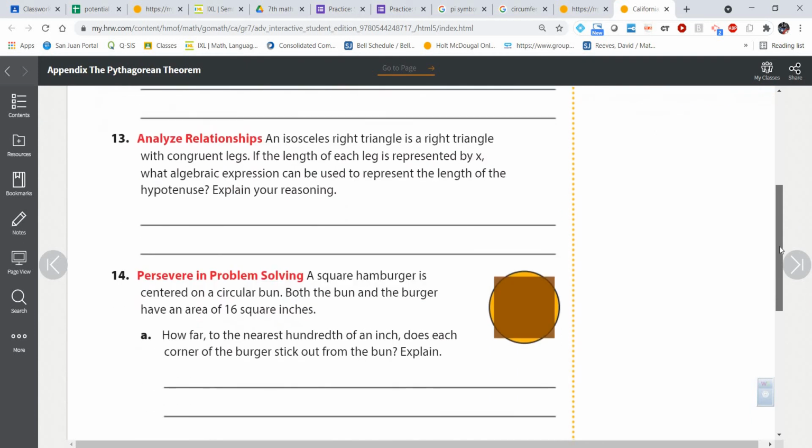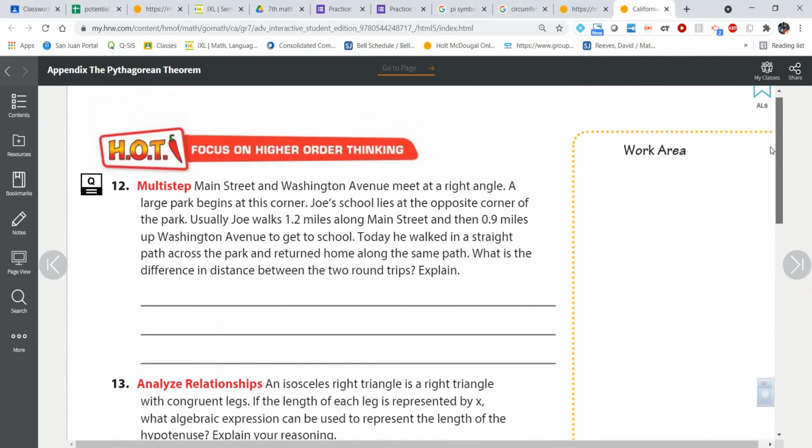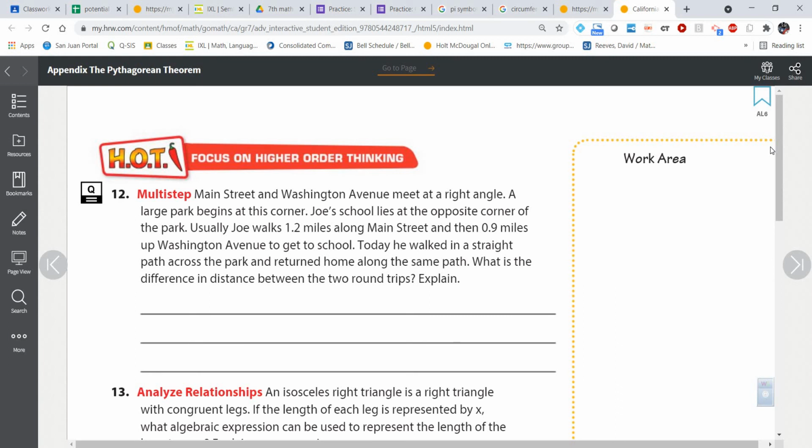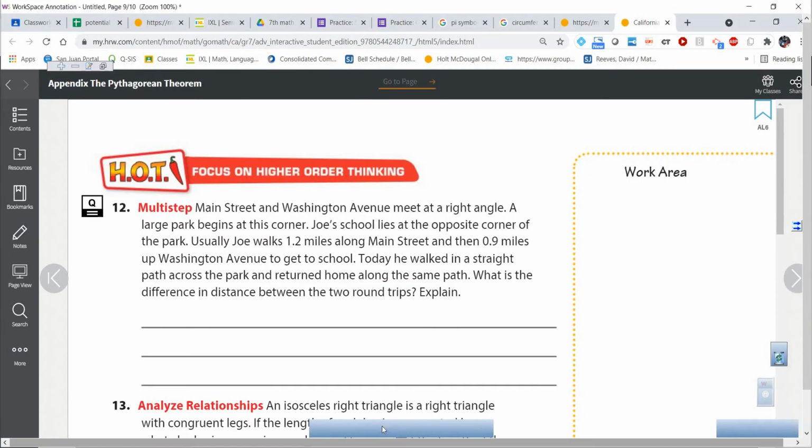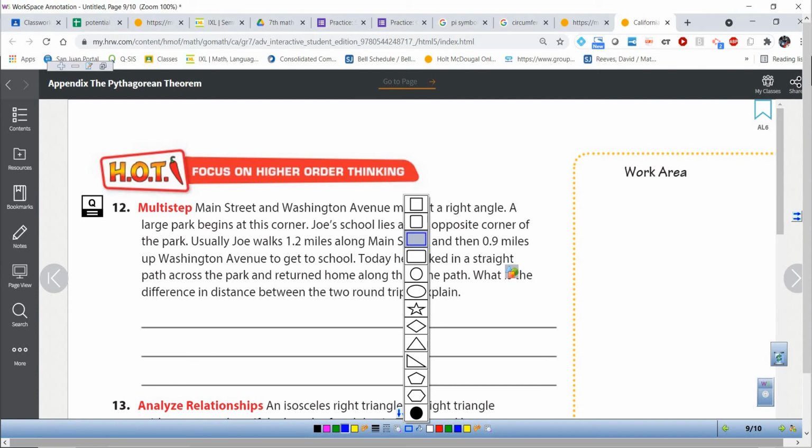All right, a couple more, and then actually just one more. We're going to do number 12 here, and then we're going to be done. Main Street and Washington Avenue meet at a right angle. A large park begins at this corner. Joe's school lies at the opposite corner of the park. Usually, Joe walks 1.2 miles along Main Street and then 0.9 miles along Washington Avenue to go to school. Today, he walked in a straight path across the park. Why didn't he do this a long time ago and return home on the same path? What is the difference in distance between the two round trips? Okay, so again, if you're going to get this correct, it is very important you read the instructions carefully.